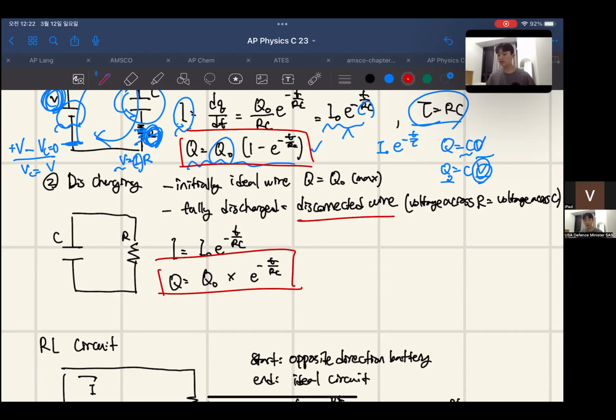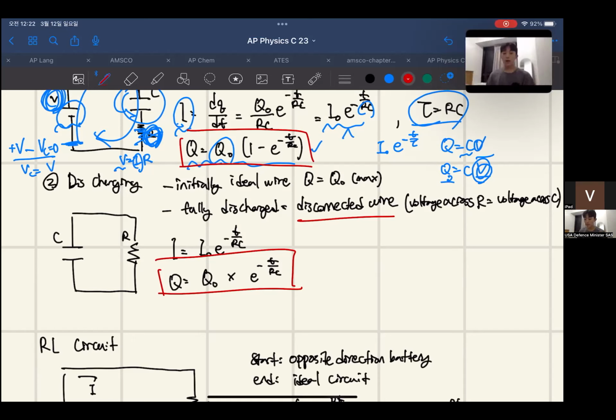So that's what's interesting. And of course, if you fully discharge, then again, your capacitor is going to work like a disconnected wire. Why? Again, think about the portable charger. If you fully discharge your portable charger, if you fully move the battery from your portable charger to your phone, your portable charger is going to be useless. It's not going to induce any more current. It's not going to send more charge or current to your phone. Thus, it's going to work like a disconnected wire.